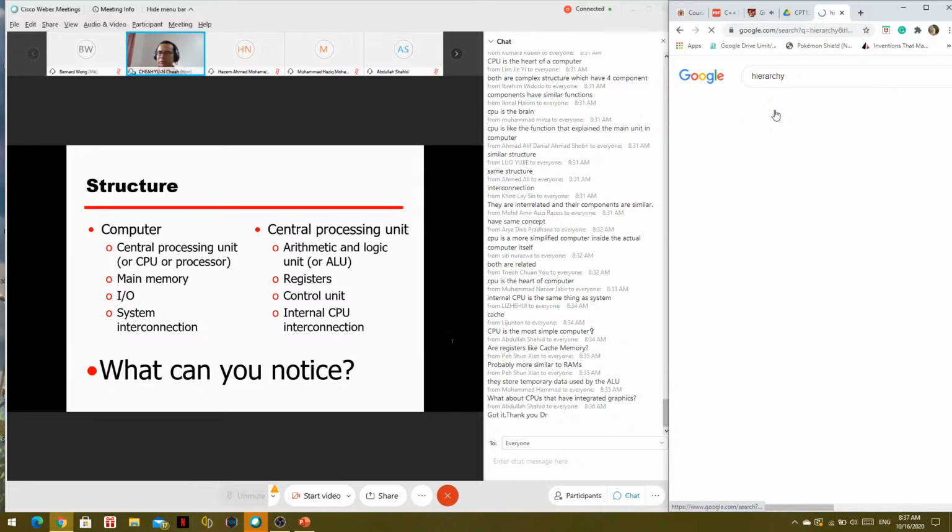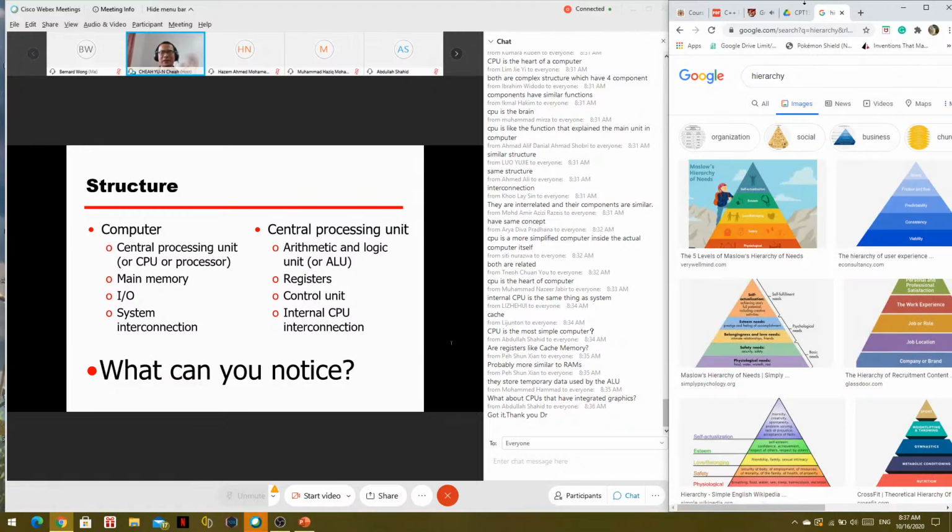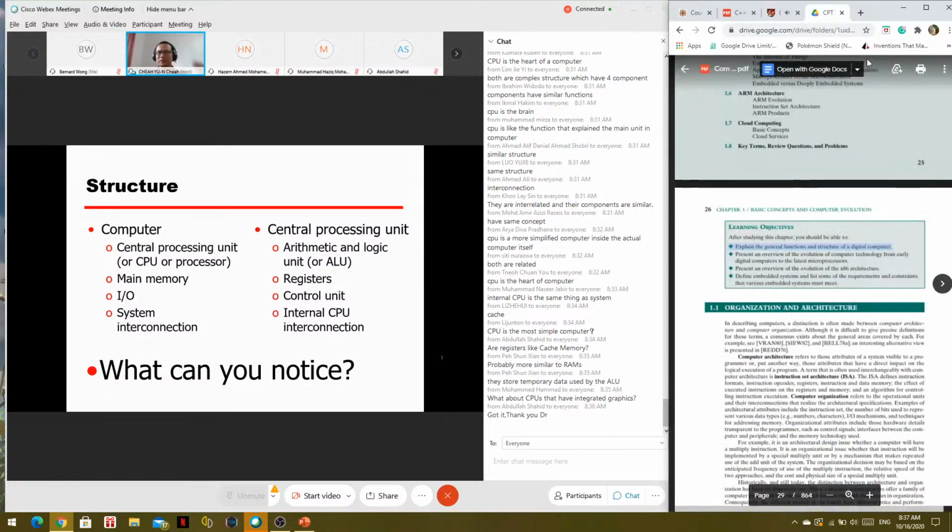Probably more similar to RAM. No, the register is not the RAM. It's in the processor itself. Store temporary data, yes. So the registers store data for the usage of the ALU. The ALU does not retrieve data directly from the RAM, or use data from the cache. It uses whatever is in the registers first.